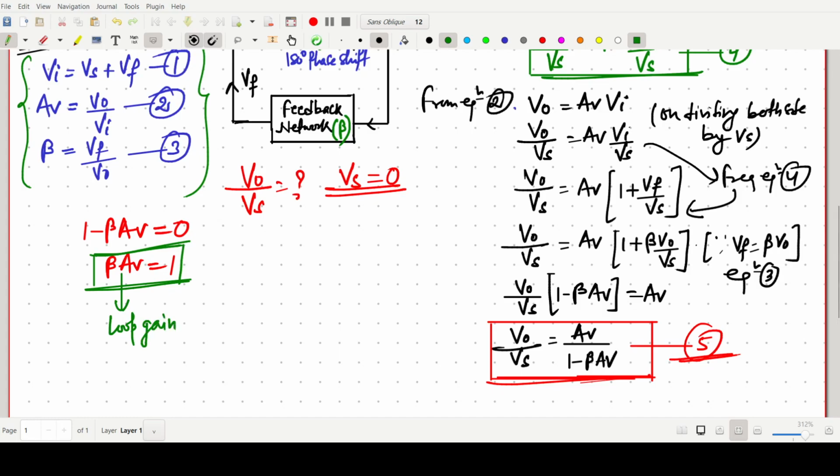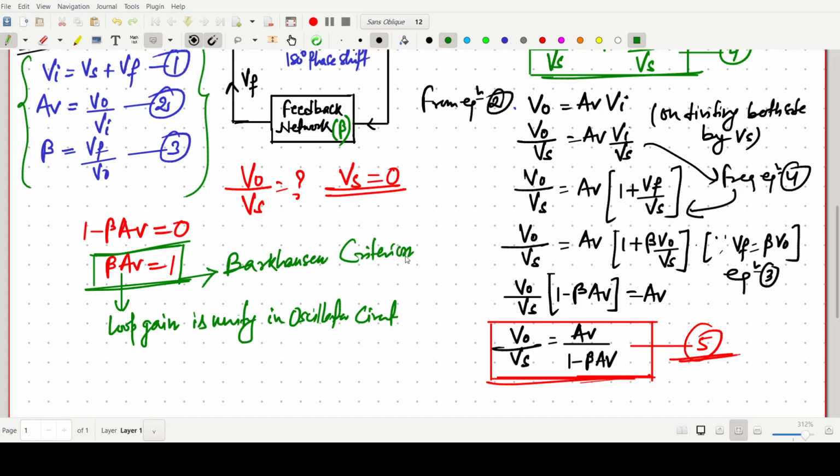This is a very important concept that is called our loop gain. Loop gain is unity in an oscillator circuit. And this is very famous. This condition is called the Barkhausen criterion.